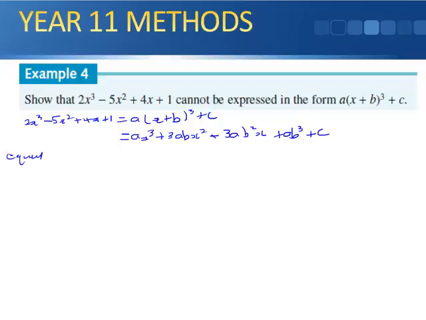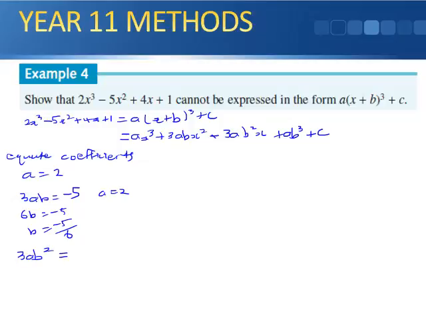And if we equate coefficients, we get a cubed equal to 2. We also get 3a squared b equal to negative 5. I won't need that one because we've got a and b. And the last one is b cubed plus c equal to 1.